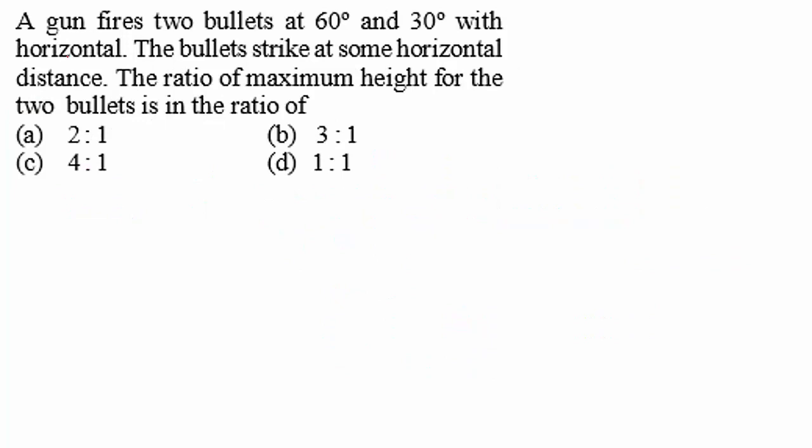A gun fires 2 bullets at 60 degree and 30 degree with horizontal. The bullets strike at some horizontal distance. The ratio of maximum height for the 2 bullets is in the ratio of. The bullets are fired at the same initial speed. See here, the bullets are fired at the same initial speed.